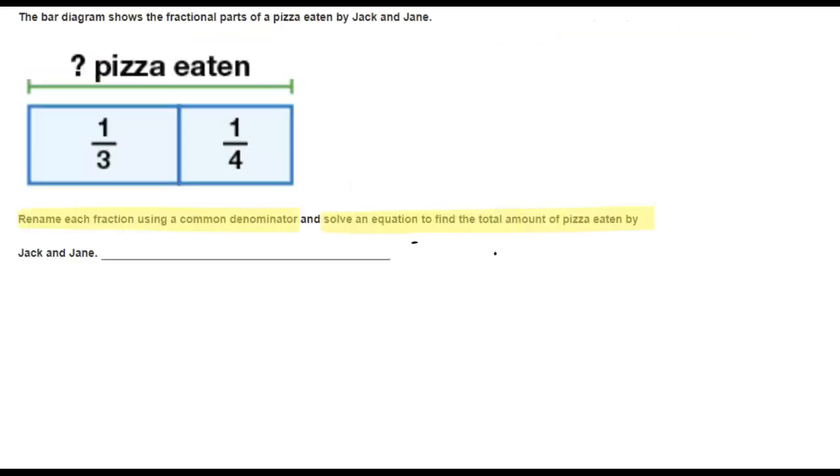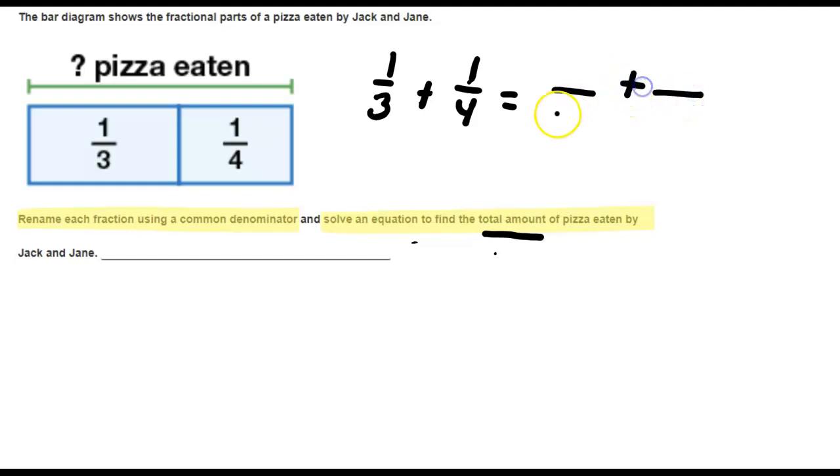Okay, next one. The bar diagram shows fractional parts of pizza being eaten by Jack and Jane. Okay, so it says rename each fraction using a common denominator and then solve the equation to find the total amount. There's that word total amount again, which means we're going to add. So I have 1/3 plus 1/4. And I know that if I multiply 3 times 4, I'm going to get 12. So that's going to be my common denominator.